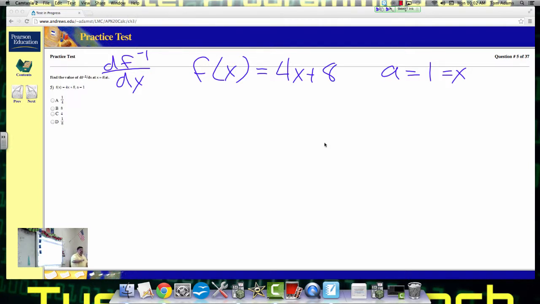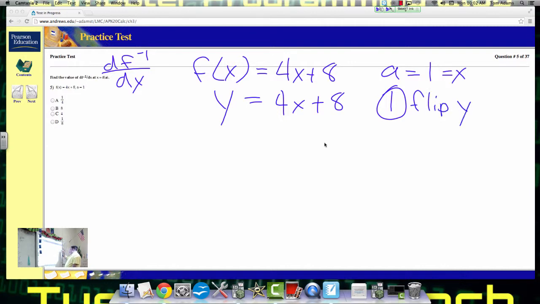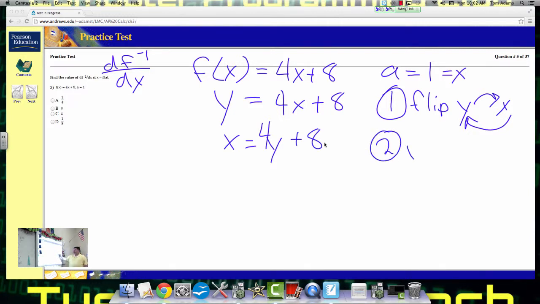Flip flop. Flip them. So remember that this is y equals 4x plus 8, right? So step 1 would be to flip the y with the x and vice versa. So now we rearrange this as x equals 4y plus 8. What's the next step? Then you solve for y. Then we solve for y. So y equals some stuff.